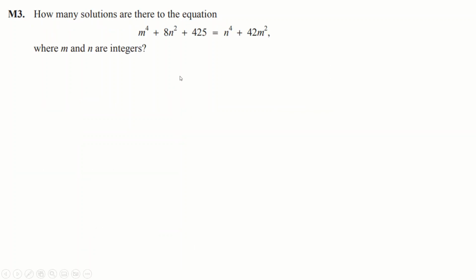Question number 3 then. This is a really nice question. The first thing to know is, if you're looking at quadratics, this is a quadratic. I've given it away already. But if you're looking at things with to the power 4 and to the power 2, firstly I'll just rearrange these so the m's are on one side and the n's on the other. This is a quadratic, right?